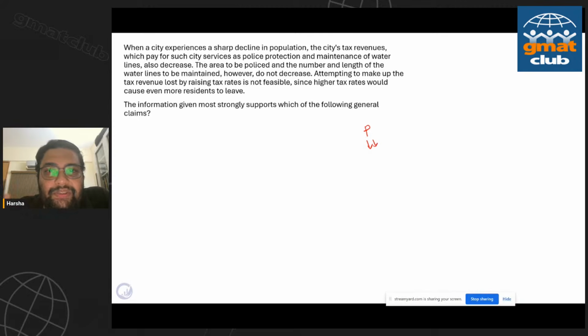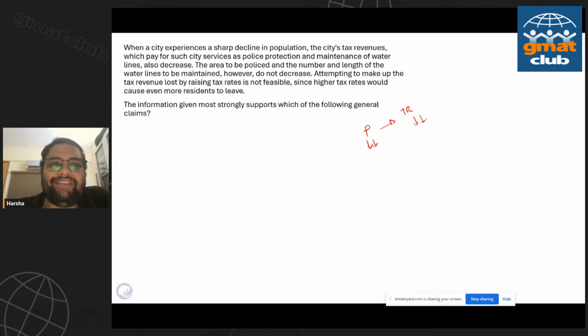So when that happens, the city's tax revenues, okay, which pay for the city's police protection and maintenance of water, also decline. So when the city is experiencing a sharp decline in population, the tax revenues kind of come down. Now, this tax revenue is what pays for services like police protection and maintenance of water lines. Okay, this tax revenue is coming down.